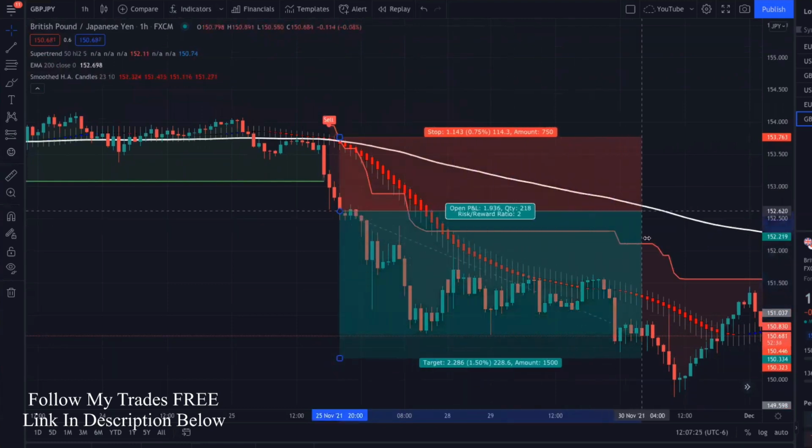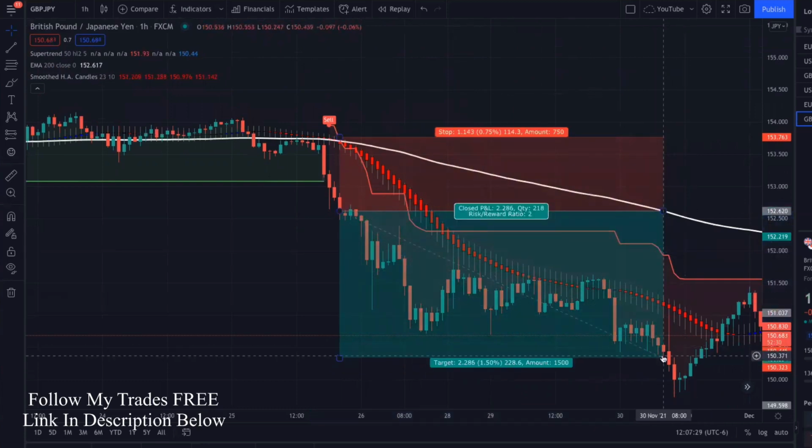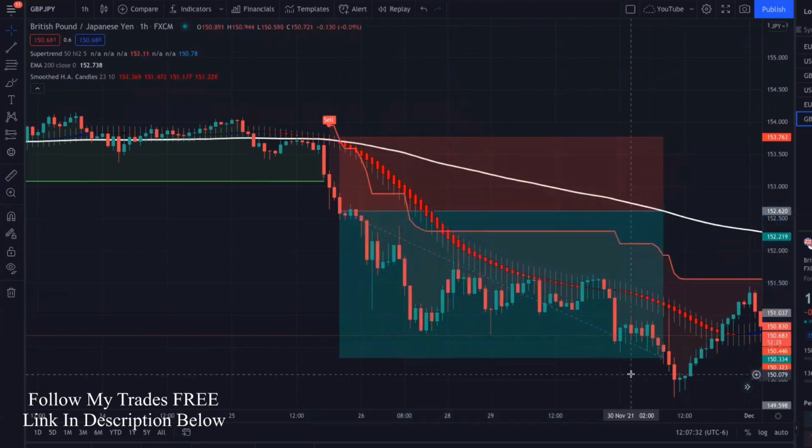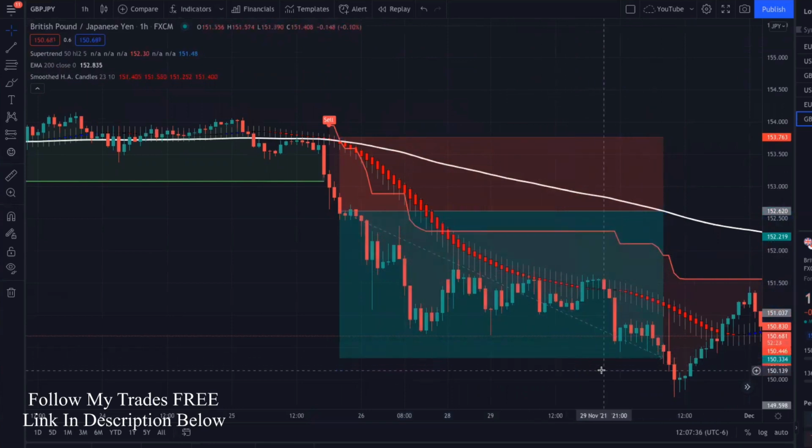And bam, that's where you would have hit the profit, right here. And yeah, that's a lot of pips. That's a lot of pips on this GBP JPY pair.